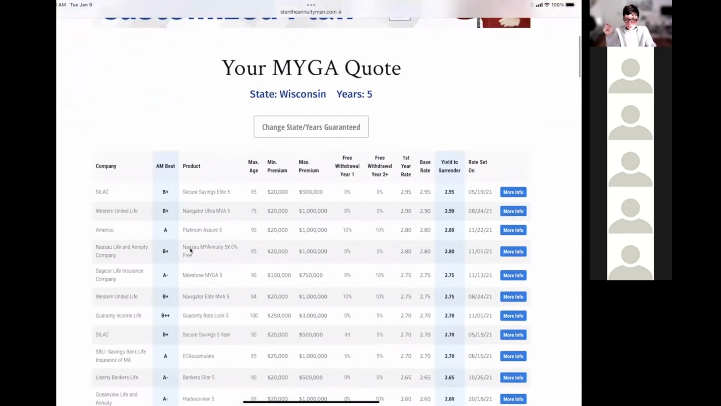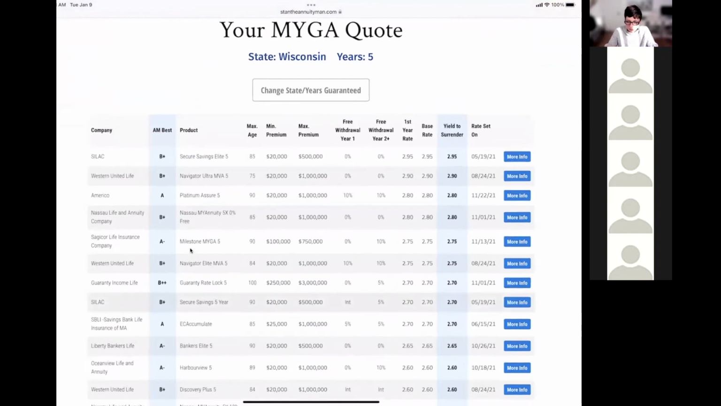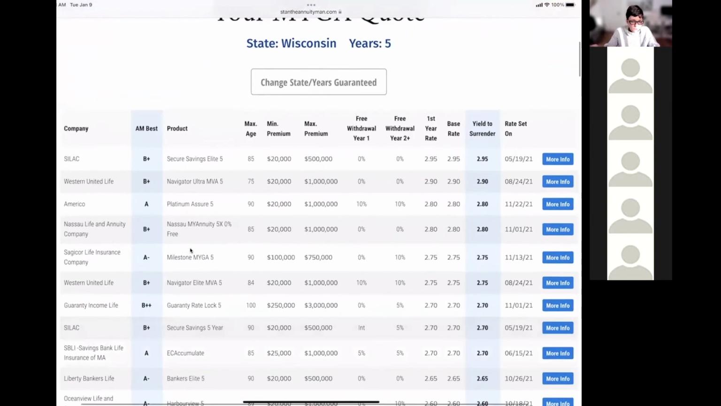And the multi-year guaranteed annuity rate right now, the best one is, dun, dun, dun, dun, a company I've never heard of, Silac, rated B+, but who cares? It's guaranteed, right? We wouldn't give them more than 300,000, but they'll take up to 500,000. We get no free withdrawals, so you got to let it sit. And the yield to surrender is 2.95% per year. So 3 times a CD rate.